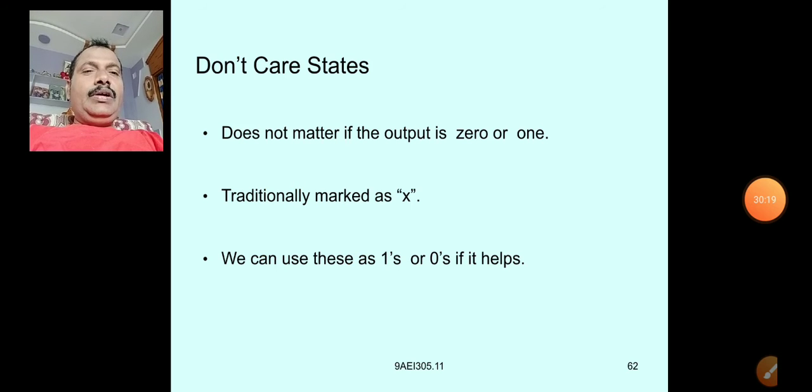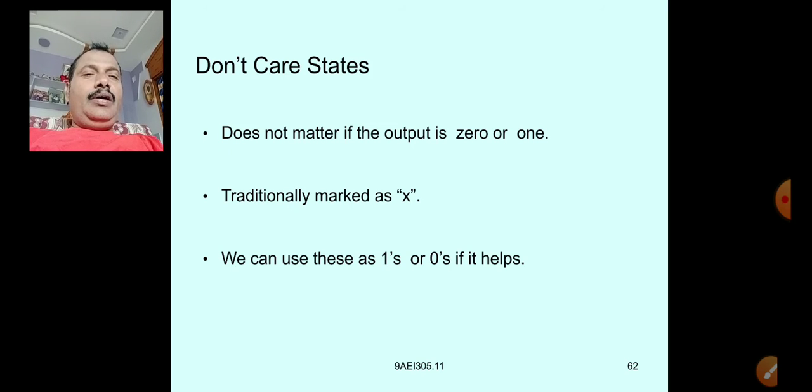Let us go for don't care states. Whether the output is 0 or 1, the don't care condition is taken as 0 or 1 in whatever the convenient way. You can take it sometimes as 1, you can treat it sometimes as 0. So these don't care conditions are marked as X.